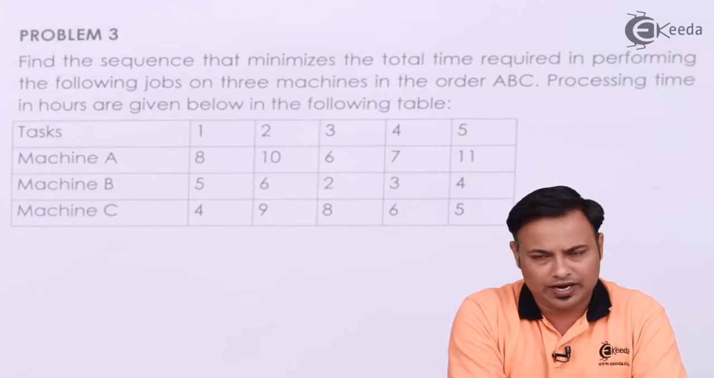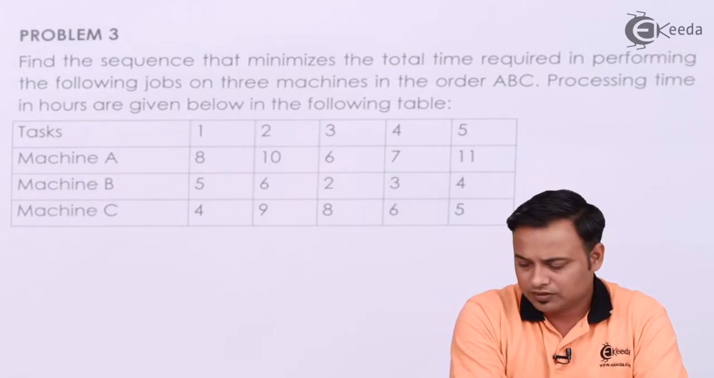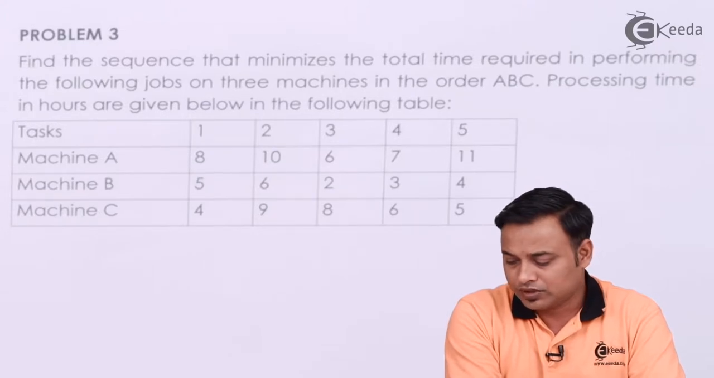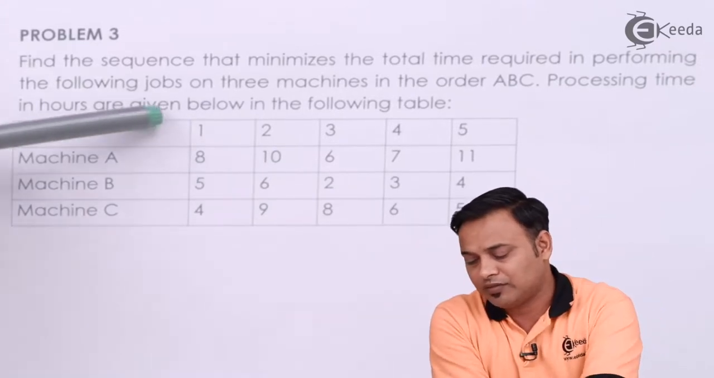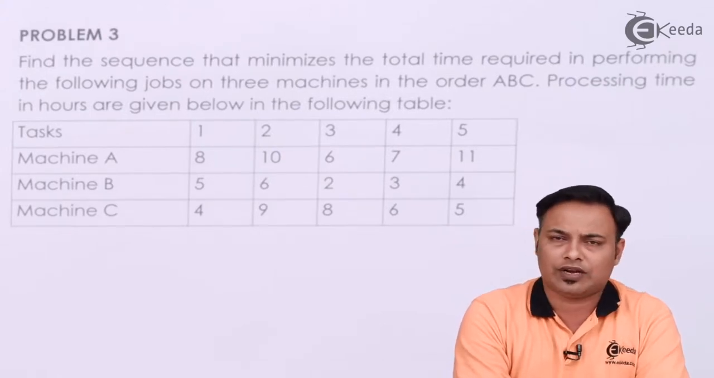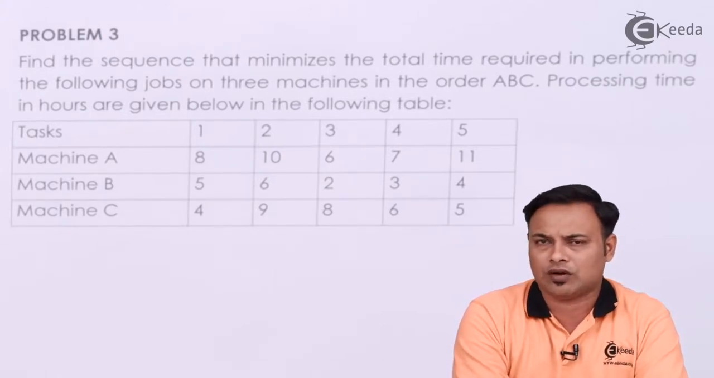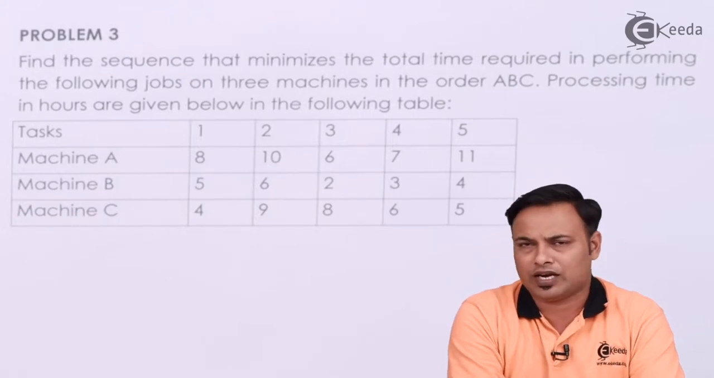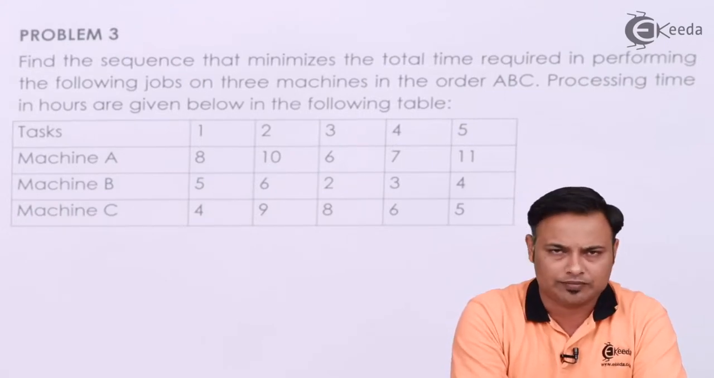And they have given us 5 different tasks, 1, 2, 3, 4, 5. And processing times in hours are given below, and we need to find out the total time that will be required to complete the jobs. In other words, I will say we have to find out the minimum elapsed time.